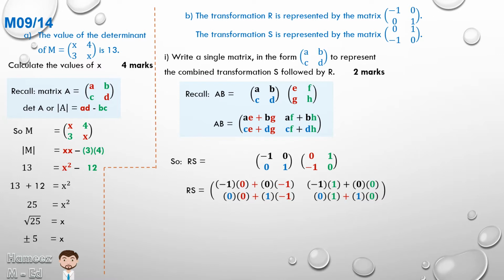And if we simplify, minus 1 times 0 is 0, plus 0 times minus 1, that's 0. And then the second one, minus 1 by 1 is minus 1, plus 0 zeros are 0. And then 0 zeros are 0, plus 1 by 1 is minus 1. And the final one is 0 and 0. And if we simplify, we'll get 0, minus 1, minus 1, 0.